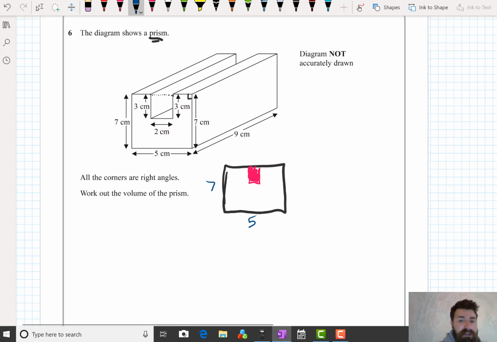And is this one a square? That's a 3, that's a 2. No, they're both rectangles. So if we work out the area of the black rectangle and then subtract the area of the pink rectangle, we will be left with this area here, which is sort of what we're after. So you could go about this one of 2 ways.